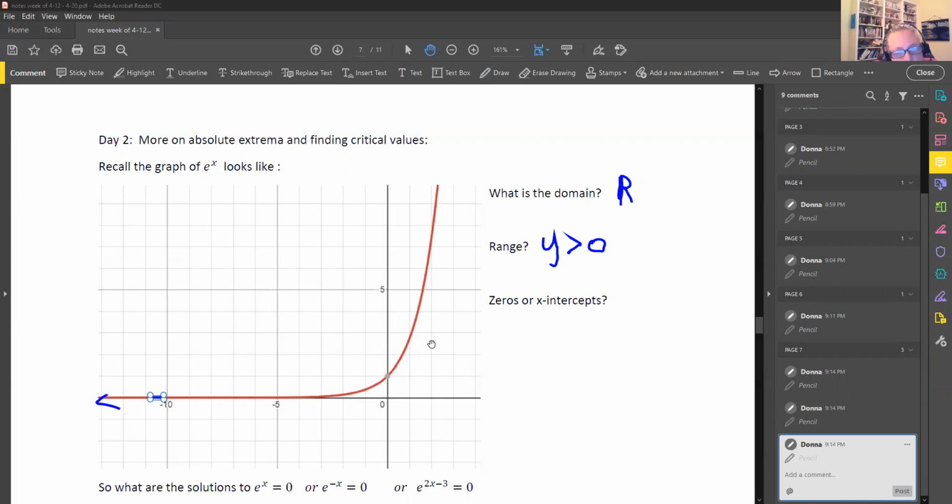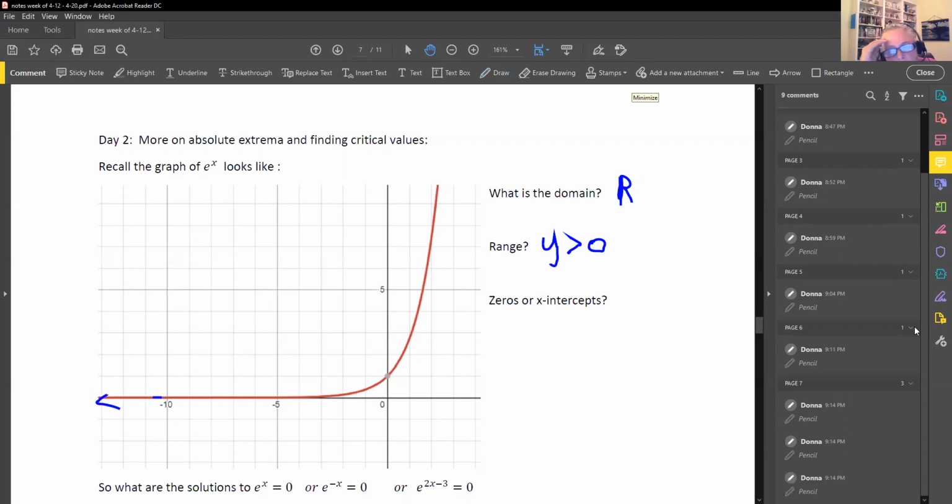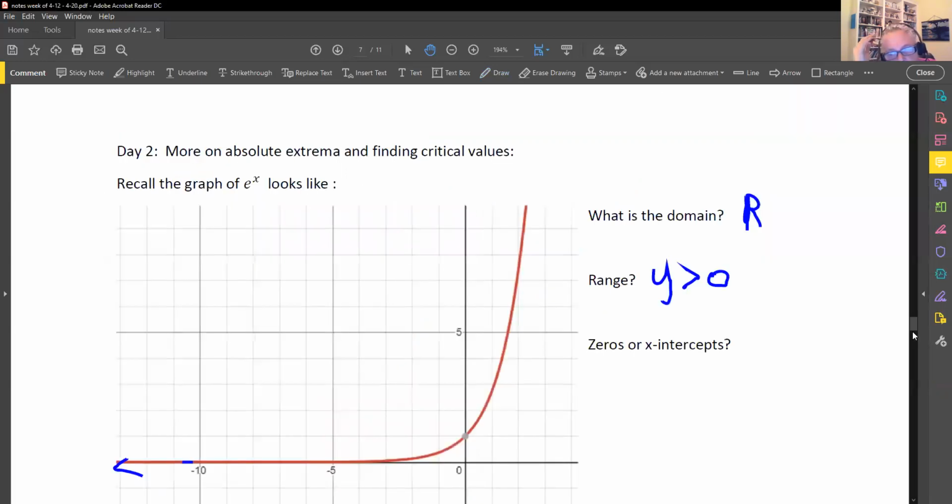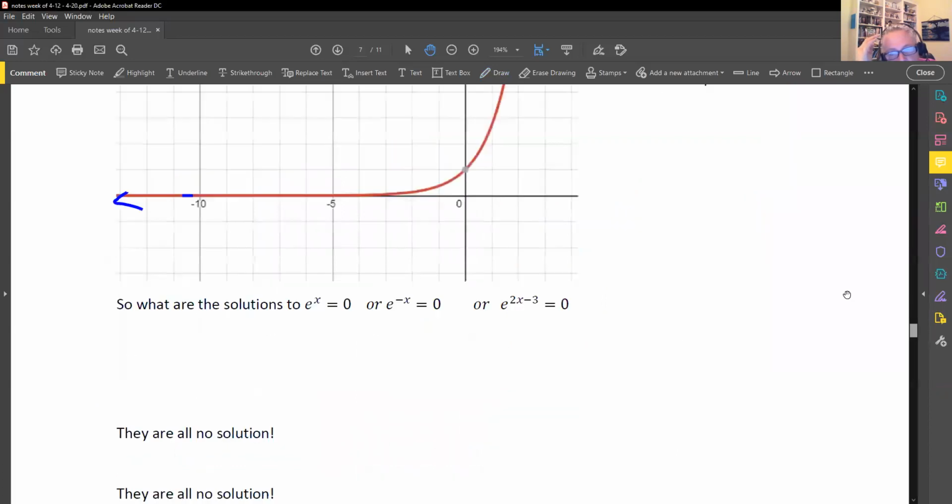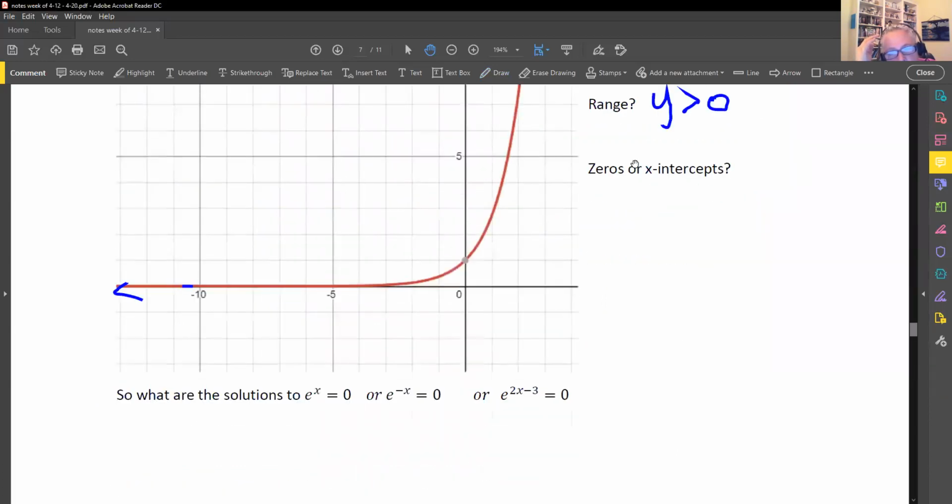The zeros, or the x-intercepts, you'll notice that there are none. This graph never touches or crosses the x-axis. So again, this is what I'm trying to get at. When you're factoring this thing with an e to the x, it'll never equal 0. So if I want to solve e to the x equals 0, there's nothing, because if you try to take the ln of both sides, let's do that just to show you.